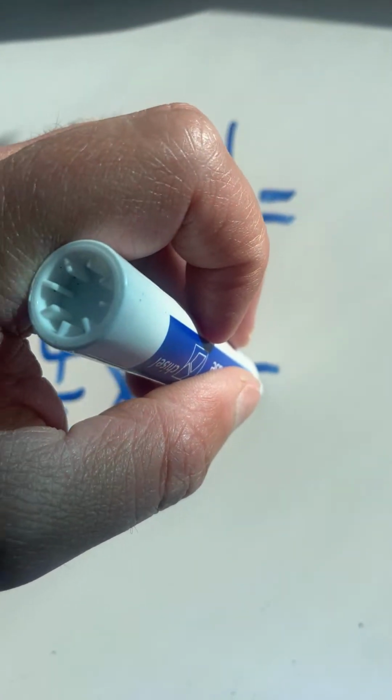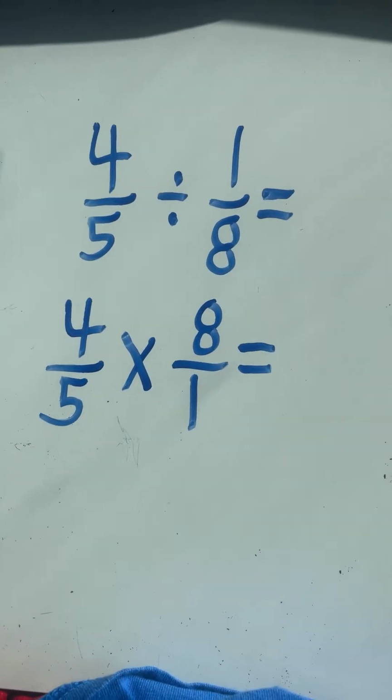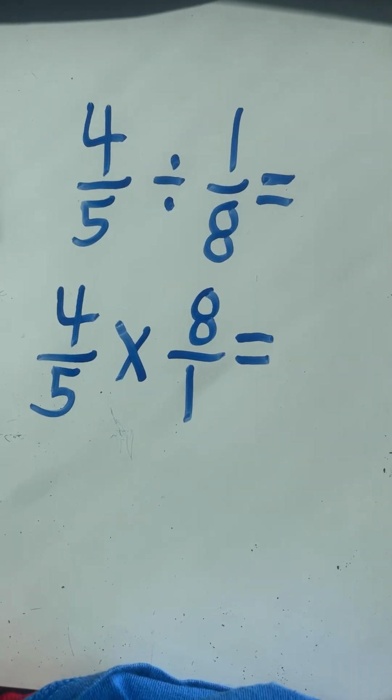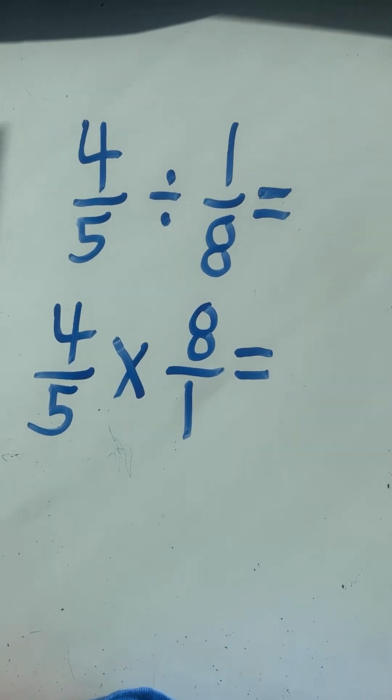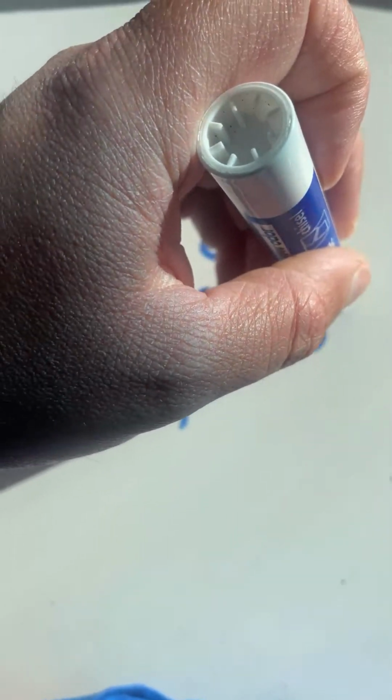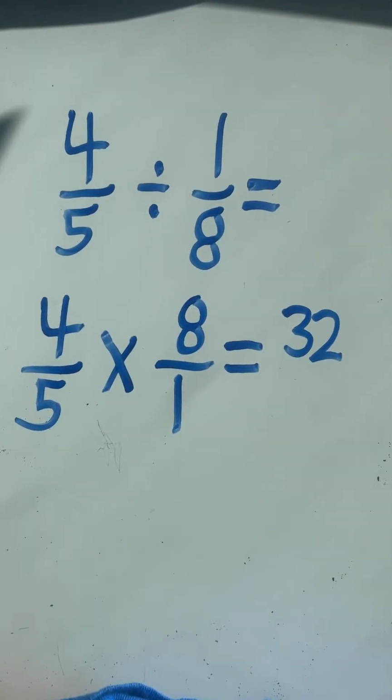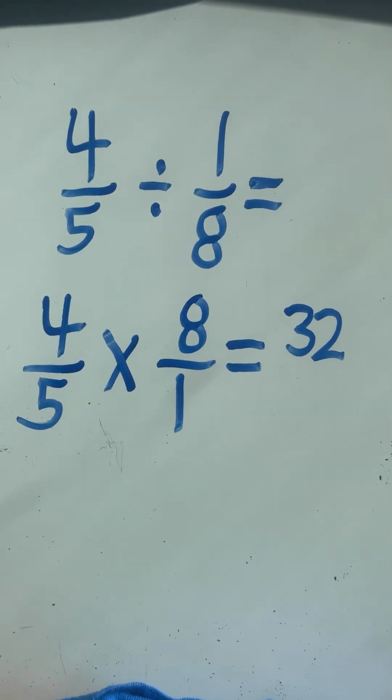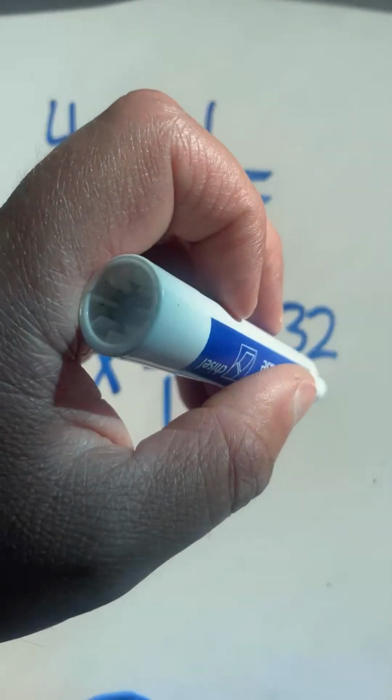Final step is we multiply our numerators and our denominators. 4 times 8 equals 32. 5 times 1 equals 5.